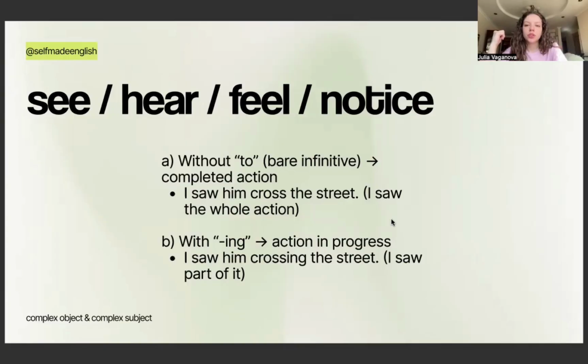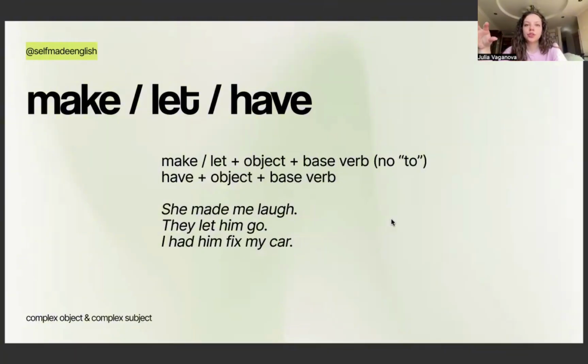So I saw him crossing the street. I saw just some part of this progress. I didn't know if he eventually crossed the street or not. This is something to keep in mind in your keyword transformations, in your essays, probably just some details to keep in mind here. So we focused on the verbs that require the particle to after them.